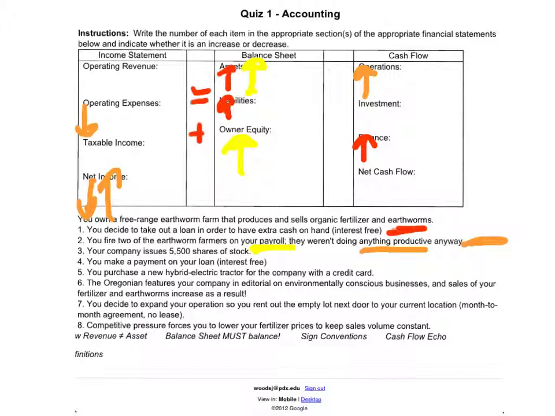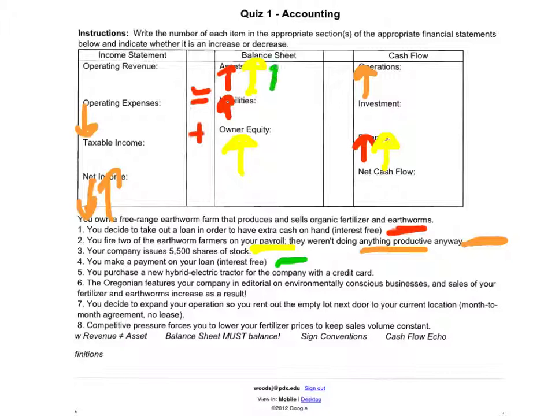Now remember, there's the echo that happens on the cash flow statement. Owner equity changes are typically taken care of in the cash flow statement, so you'll have an increase in cash from finance. Let's switch to a new color, green, in order to have a payment on your loan that's interest-free. The interest-free part is there to make it easy for you.